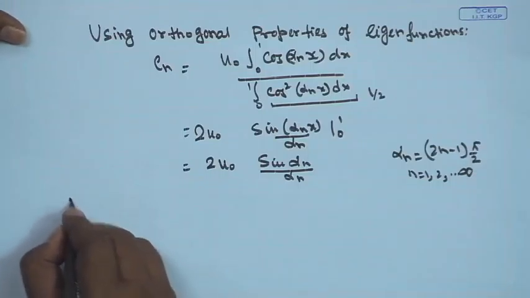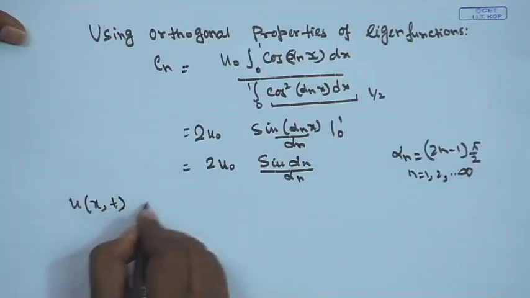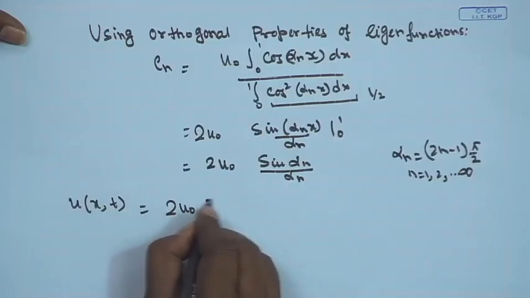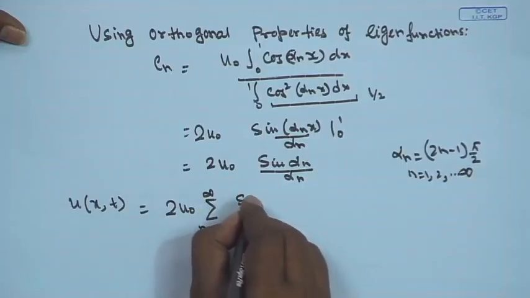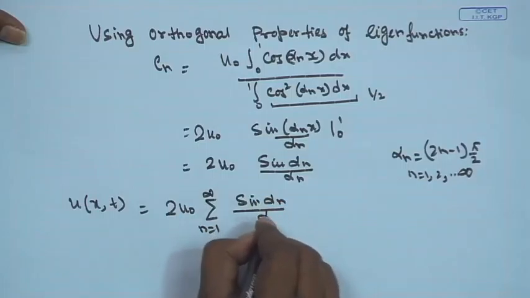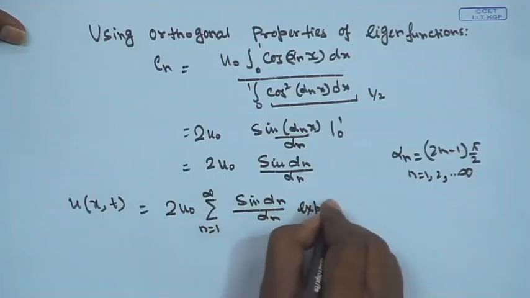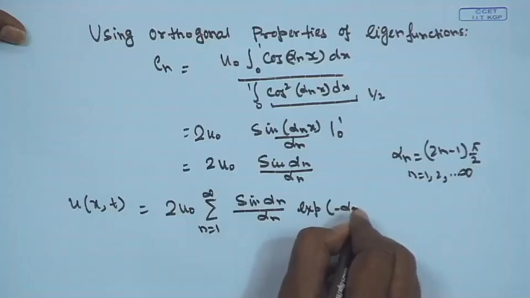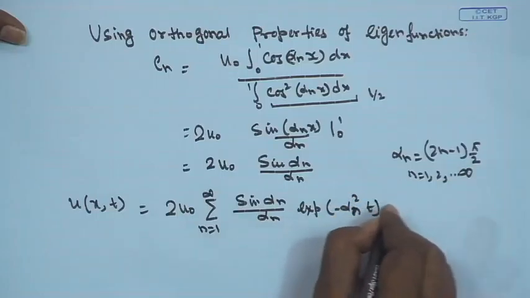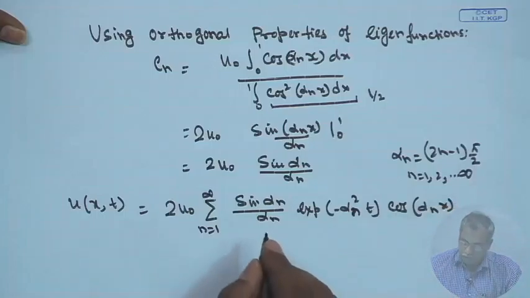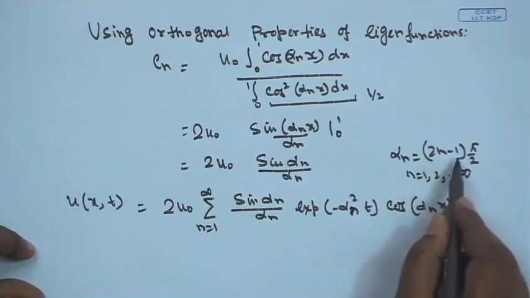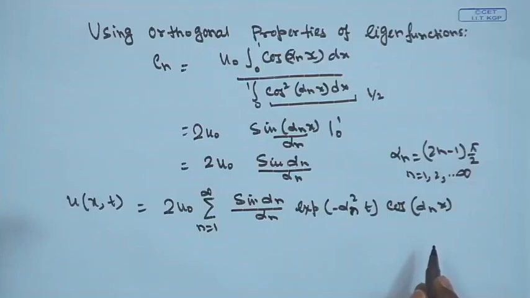So, if you write down the complete solution, u of x, t will be nothing but 2 u naught summation n is equal to 1 to infinity sin alpha n divided by alpha n exponential minus alpha n square t cosine alpha n x. So, this will be the complete solution, and alpha n is equal to (2n minus 1) pi by 2. So, this is the second kind of well posed parabolic problem.